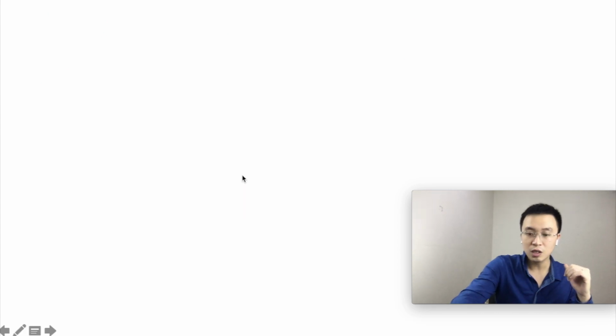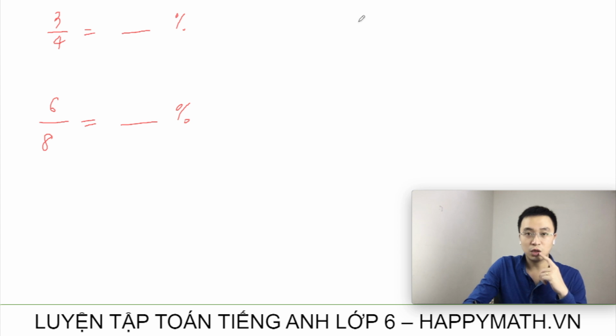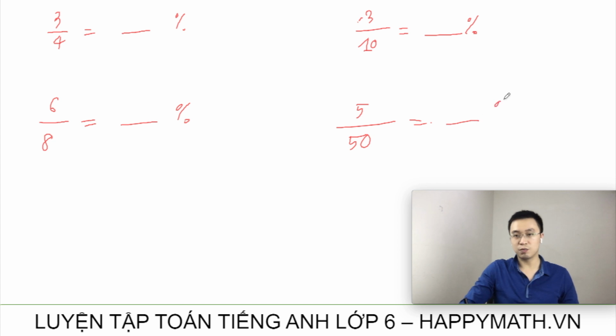And maybe you can apply this for some practice like this. 3 over 4 equals what percentage? 6 over 8 becomes what percentage? 3 over 10 equals what percentage? And 5 over 50 equals what percentage? That is the first exercise. You need to know how to change from the fraction to the percentage.